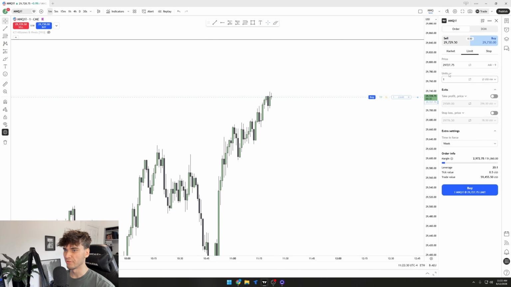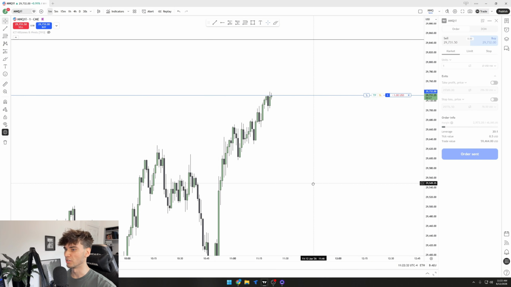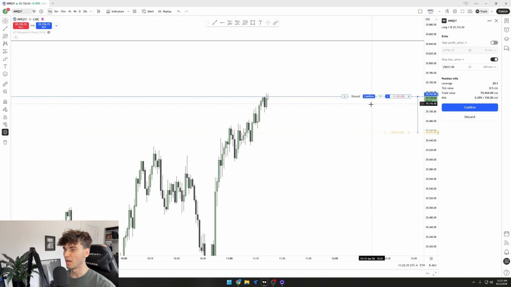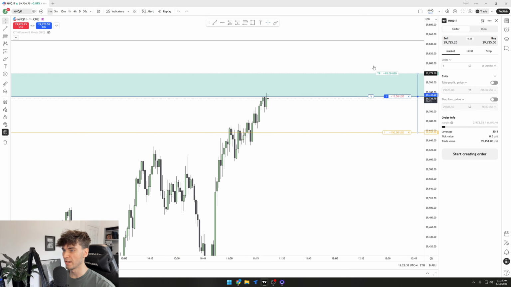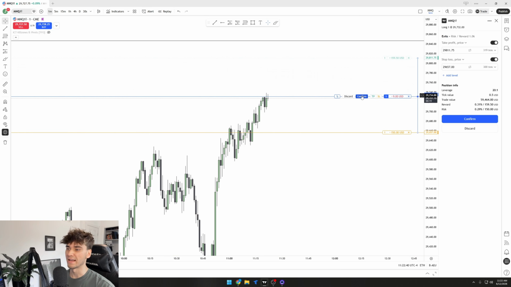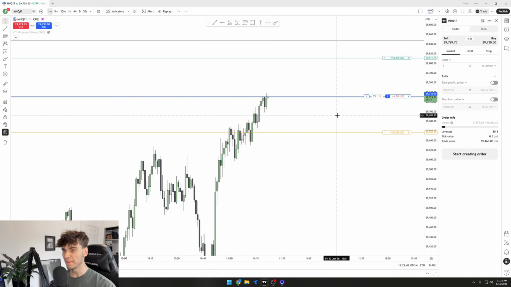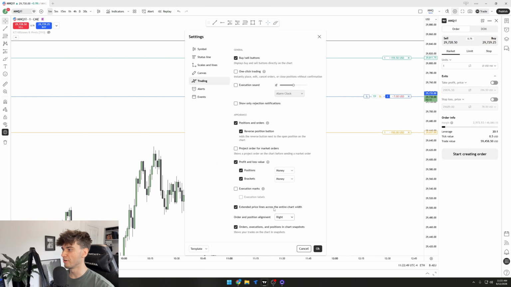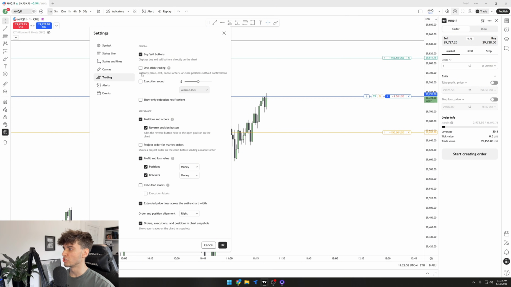So for example, if we do a market order and just buy one contract, every time we drag the stop loss, it's going to tell us to confirm, right? And we drag the take profit and it asks you to confirm every single time. Some people might like that just in case, so you don't accidentally move your take profit or stop loss. But if you want it to be a little bit smoother so you can make adjustments faster, just click one-click trading here in the settings and click OK.